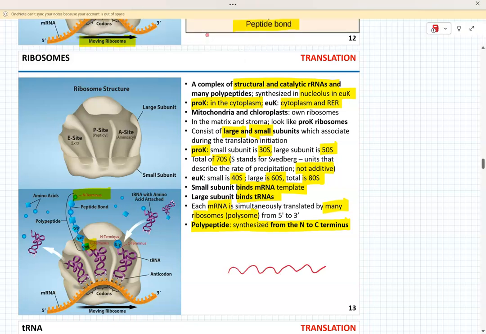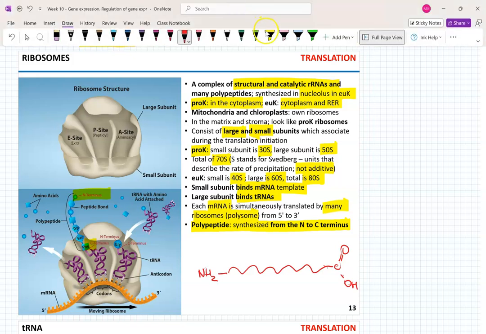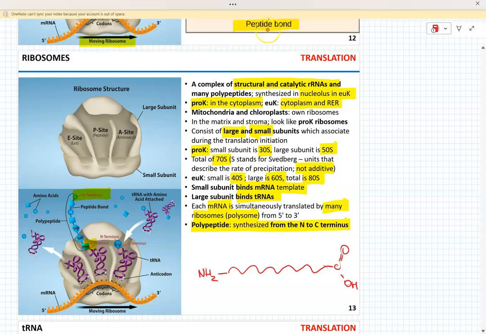If this is the molecule of a polypeptide, on the N terminus there's going to be an amino group. On the C terminus, there's going to be a carboxyl group. So you can see in the illustration to the left that the N terminus comes out of the ribosome first, and the C terminus stays attached to the tRNA.